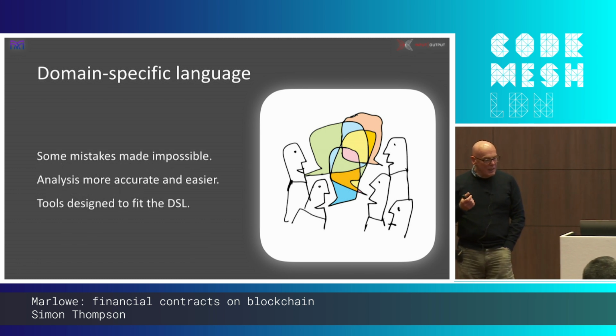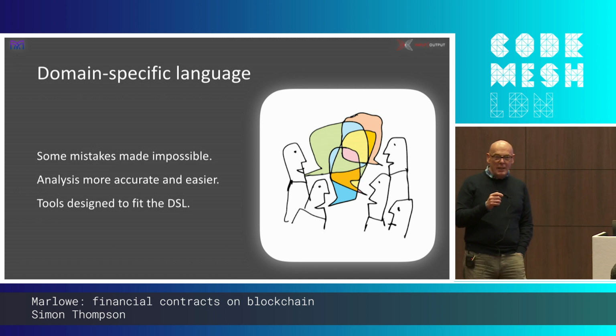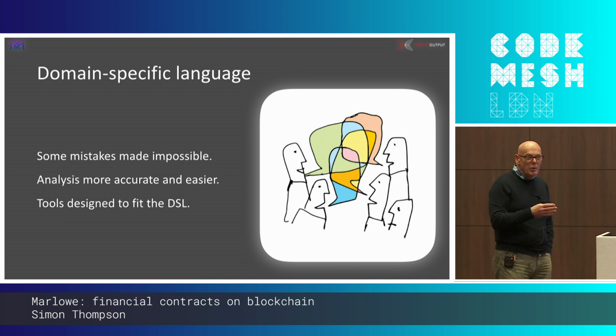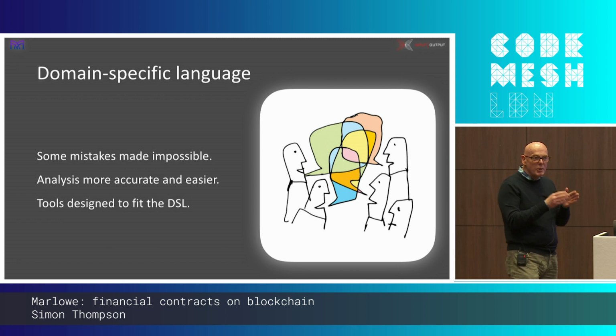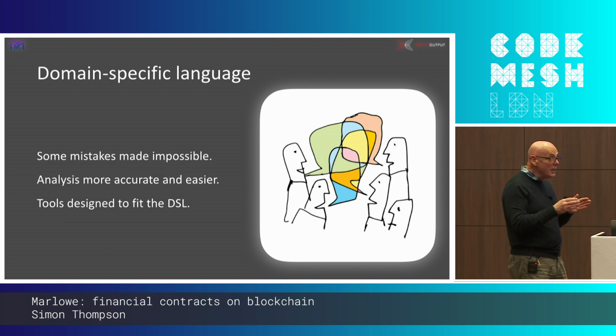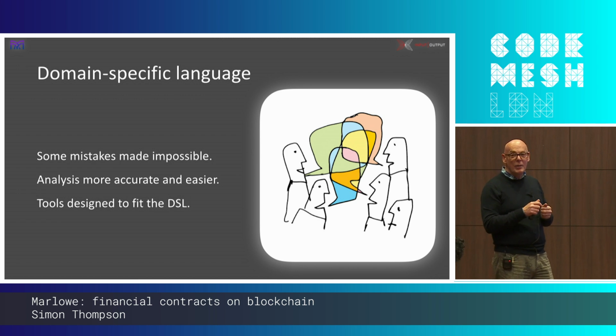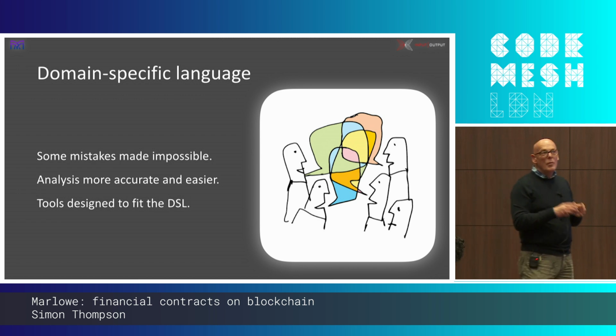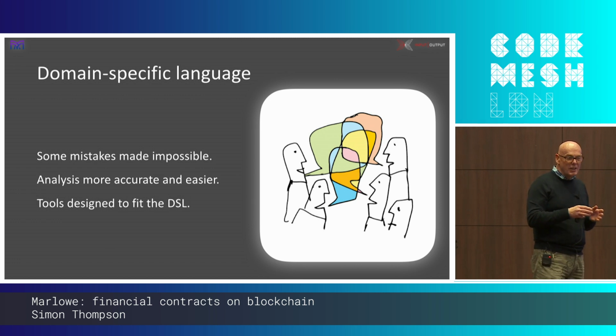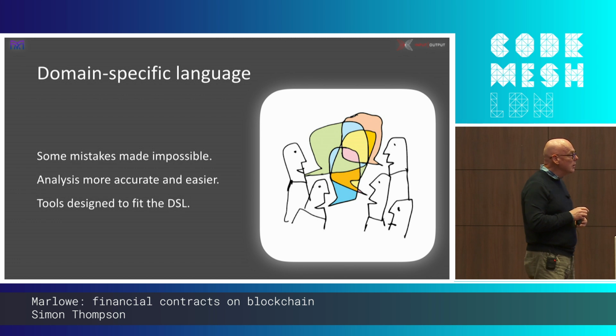And I think working with a DSL allows you to do some things. Of course, you restrict what you can say. You can just express things in a particular area. But it does allow you to do some very positive things. It means that some mistakes become impossible. The language doesn't allow you to make those mistakes. It's Orwellian in that sense. It controls what you can do.